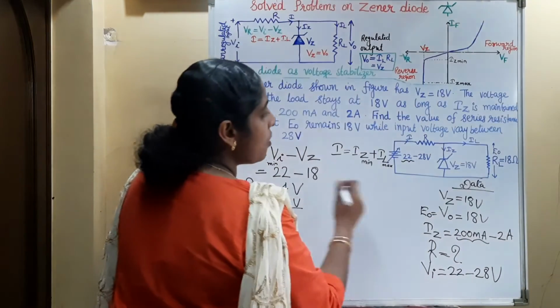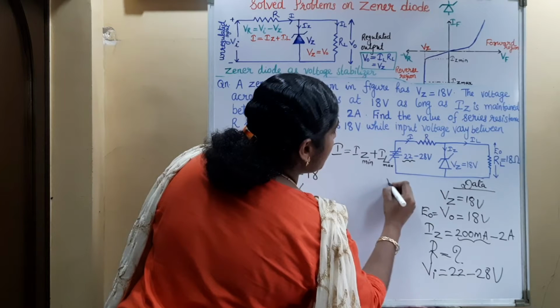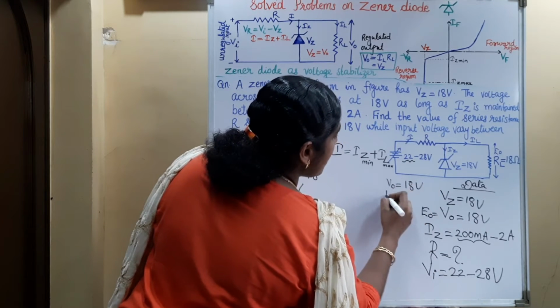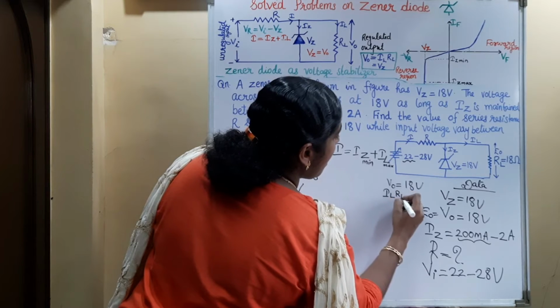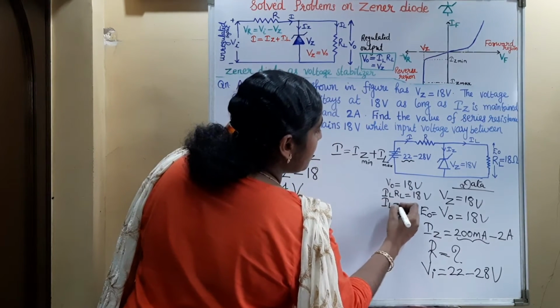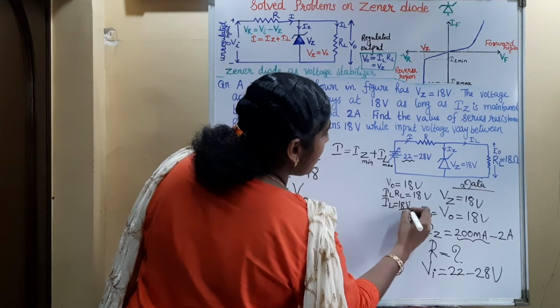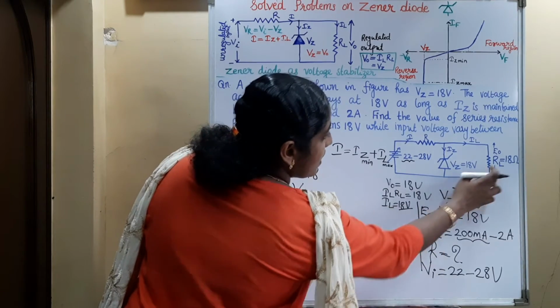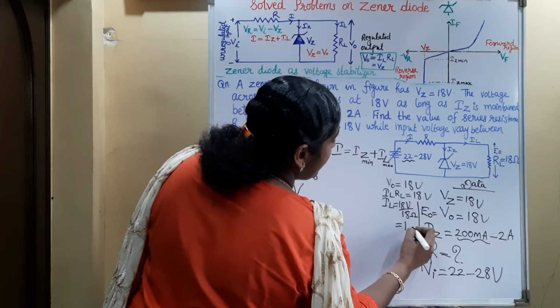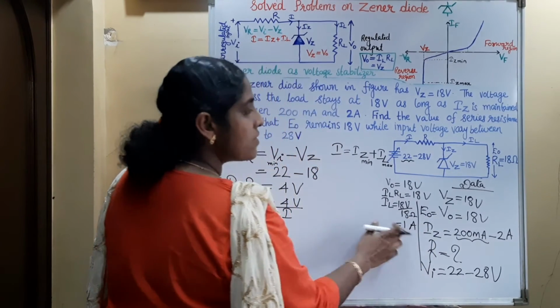To find out this load current, we know that the output voltage is equal to 18 volt. What is this output voltage? That is ILRL equal to 18 volt. So this load current will be 18 volt divided by this RL. What is this RL? 18 ohm, so that is equal to 1 ampere. So the load current is 1 ampere.